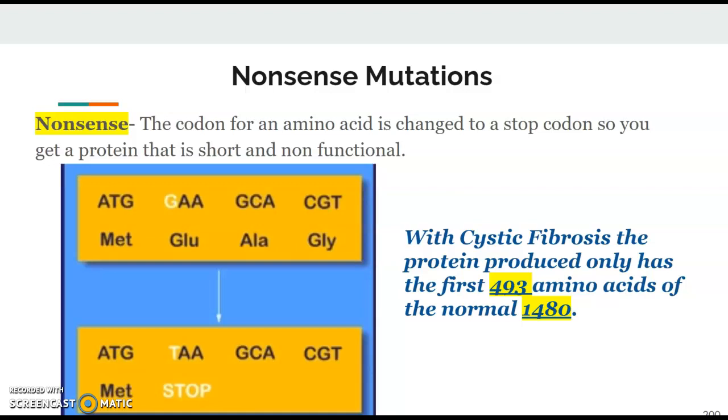With cystic fibrosis, you have a mutation that pretty much changes a codon to a stop codon. And you know what happens when you get to a stop codon? The protein chain gets stopped. So with cystic fibrosis, this happens and you get to create the first 493 amino acids. But for normal function, you need 1,480. You could see how that's a problem. Think of it if that were money, like if you were supposed to get $1,480 and you only got 493.